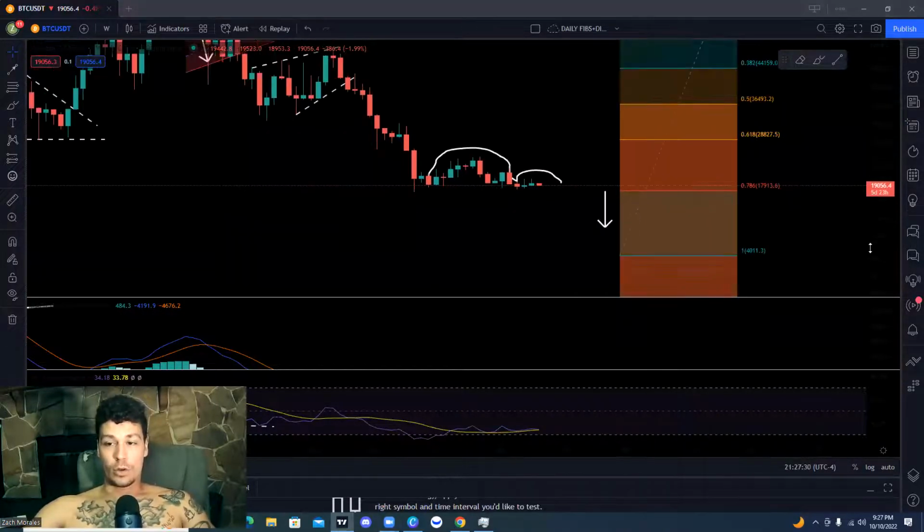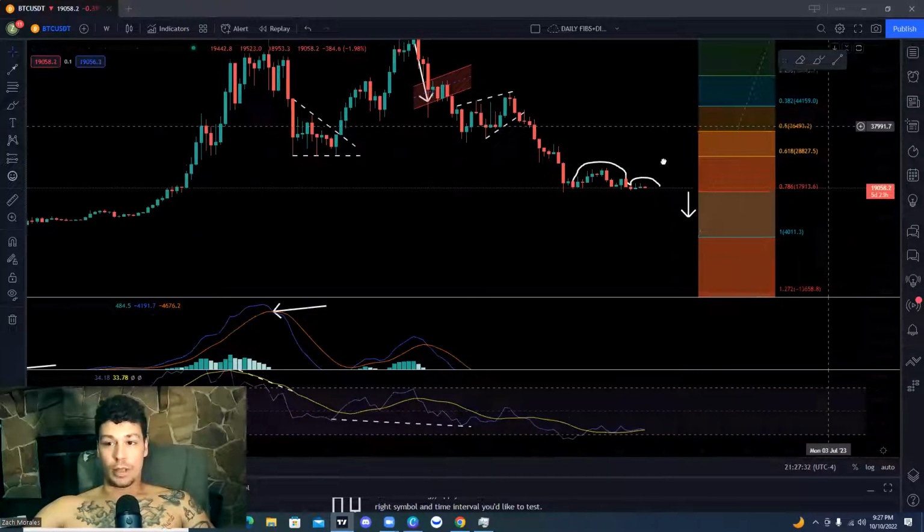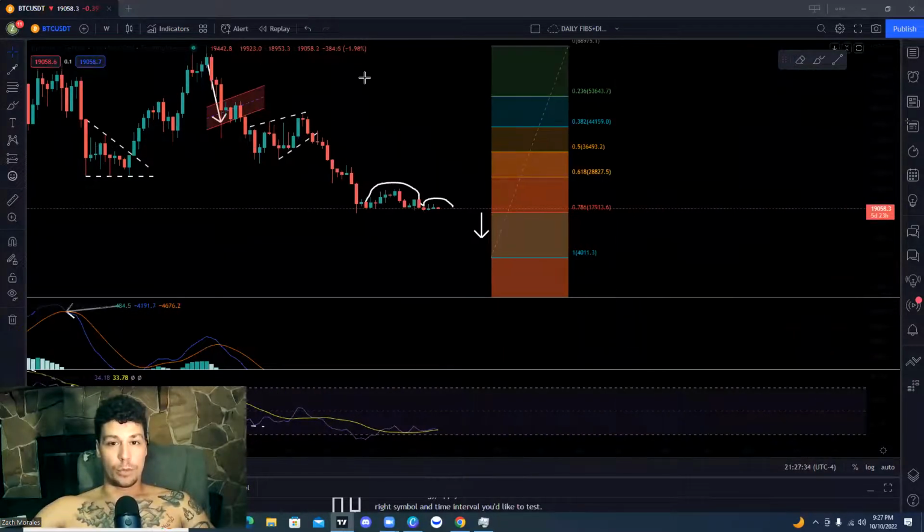Now, why is that critical? Okay, it's because if we look here, we're using the Fibonacci formula. All right, so this is a formula that exists all throughout nature, the stock market, and the cryptocurrency markets. It's this tool right over here. And what we've done is we've taken our swing lows to the swing highs.